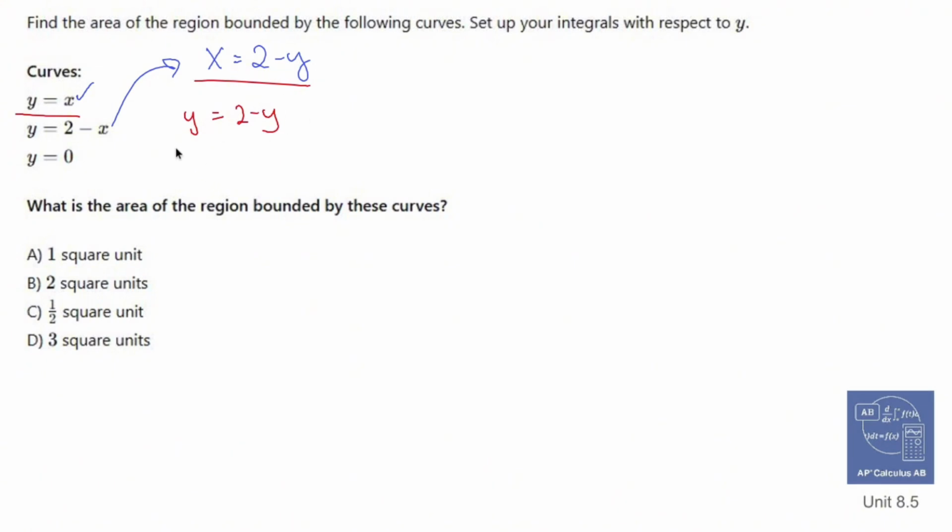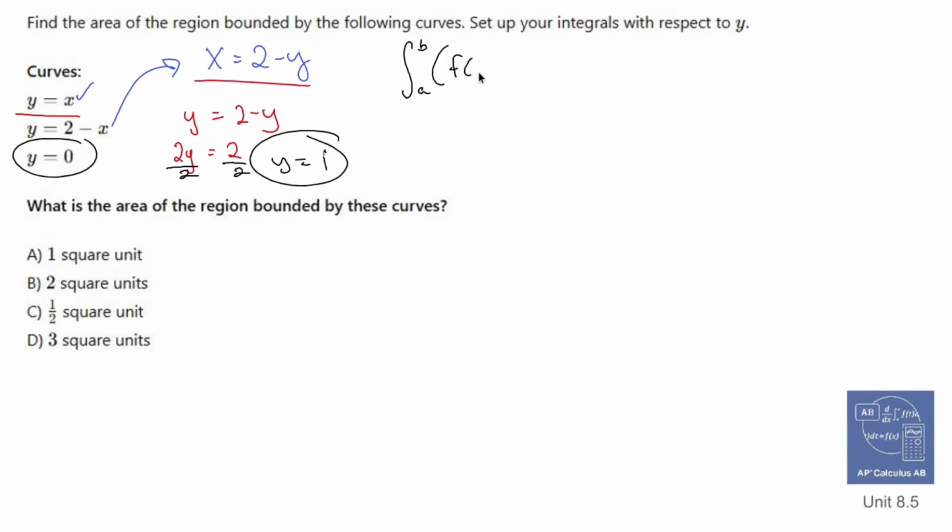If I add y to both sides, that becomes 2y equals 2. Divide both sides by 2, and y equals 1. So my limits of integration are going to be 0 and 1. So we set up our integral. All right, and now the general equation for this is the integral from a to b of f of y minus g of y.